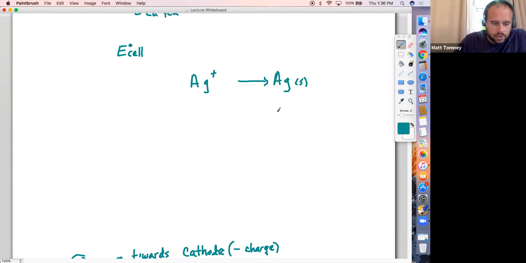That's one half reaction. And I'm also going to give you magnesium 2+, which is going to go to magnesium solid. All right, so what I want here is the E cell. So the question is, which one of these should be the anode, and which one of these should be the cathode?